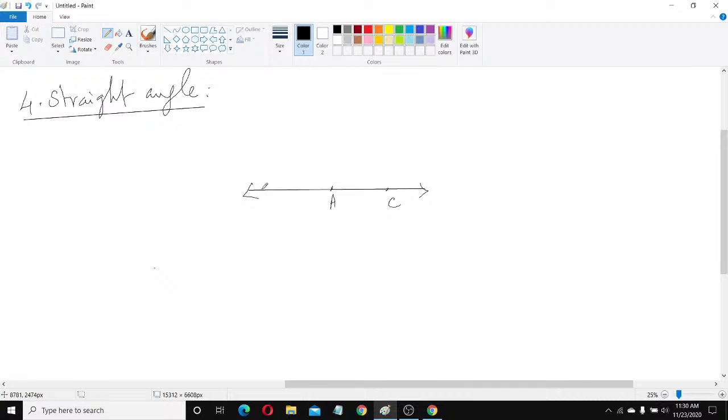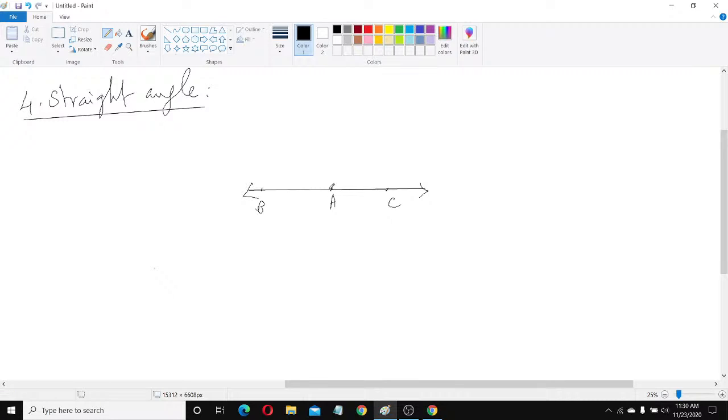Now this AB ray is rotating here. In the right angle, AB ray will make an L shape with the AC ray. In the second one, acute angle, AB ray makes less than an L shape. In the obtuse angle, AB ray makes greater than an L shape.